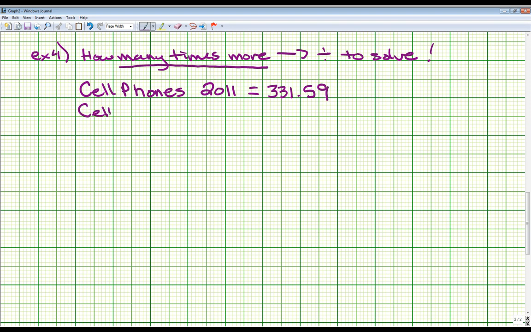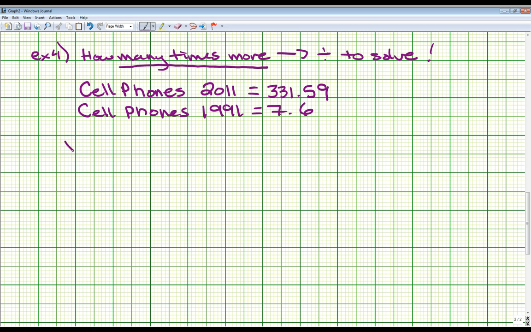And then we need the cell phones in 1991. If you look at the chart in 1991, it looks like there's 7.6. And also, I want to point out on the side of this chart, it says the subscriber numbers are in millions. So this is not just 331.59 people. This is millions of people that have cell phones. That would make more sense.